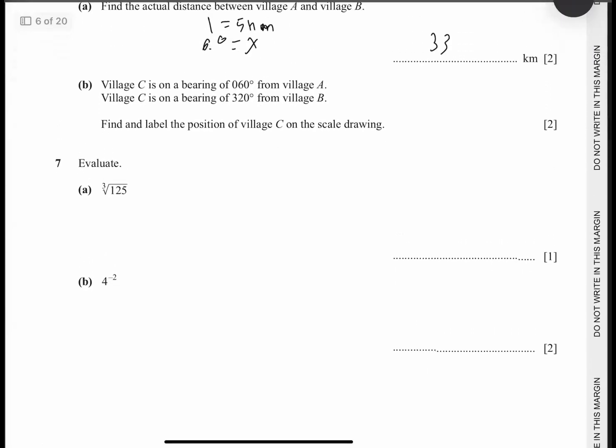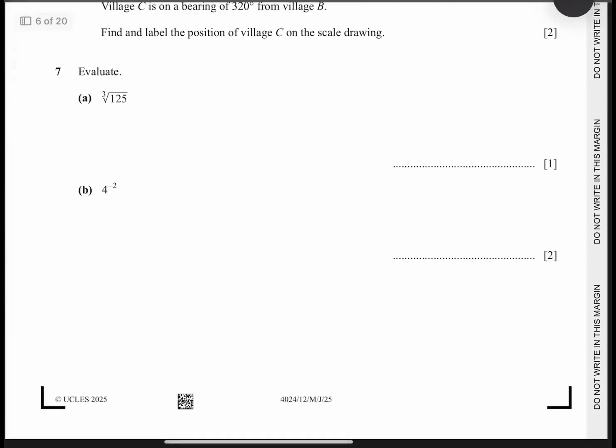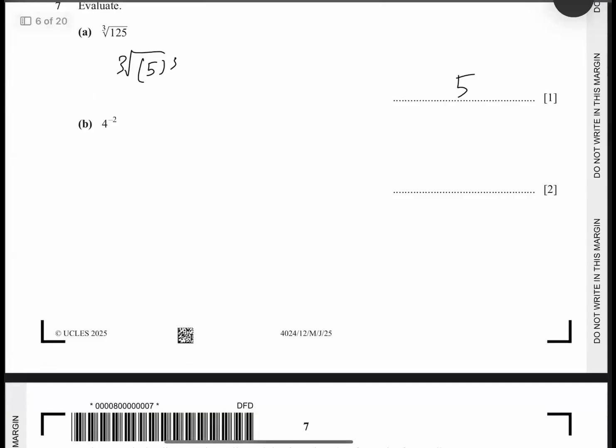Okay, next, we need to find the cube root of 125. You guys should know this mentally, but we're going to solve it as well. The cube root of 5 cubed, right? And then the cube root and cube cancel out each other. Power minus 2. So 1 over 4 squared. Since once it goes in the denominator, the sign changes. So it will be 1 over 16.